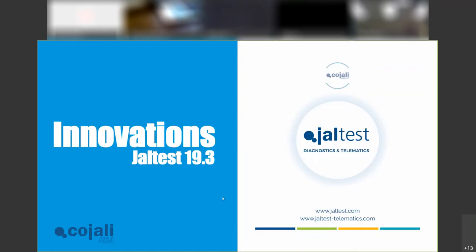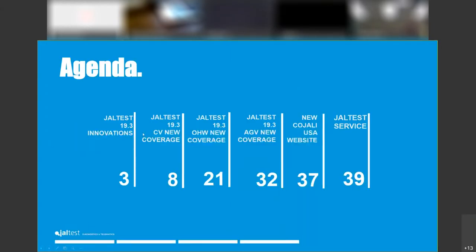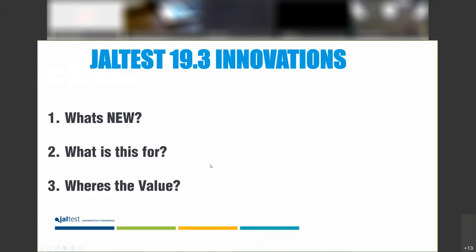So our Jaltest innovations for 19.3 cover a set of new features for agents, the software aspects of things. And then if we have time, we can go over a little bit on the off-highway and ag, but I know most of you here are for the on-road, okay? So we're going to frame this in a different way.